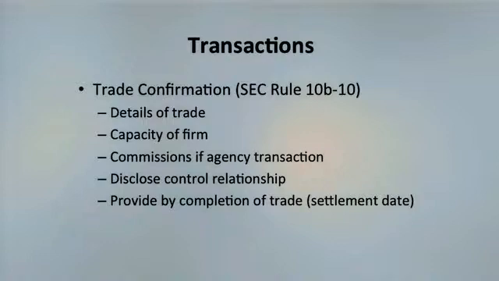Also, confirmation must disclose control relationship. Let's say that the broker-dealer is selling a stock of a company that they are the underwriter for. Well, that would have to be disclosed on the confirmation. Now, when does the confirmation have to be provided? Must be provided no later than completion date of the trade, which is settlement date.